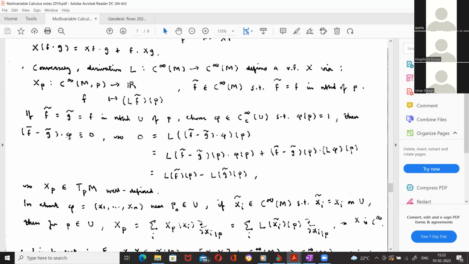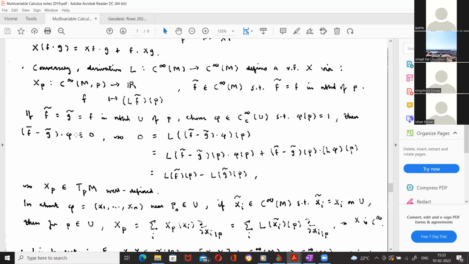on the manifold. Why? Because if I am inside the neighborhood U, then F tilde is equal to G tilde, which is equal to F. So F tilde minus G tilde is 0. And if I am outside the neighborhood U, then the function phi is 0 because its support is contained in U. Right? So this function is identically 0. Okay?